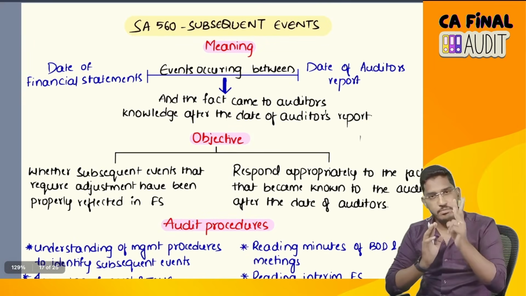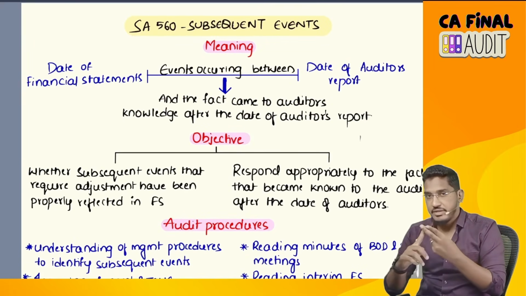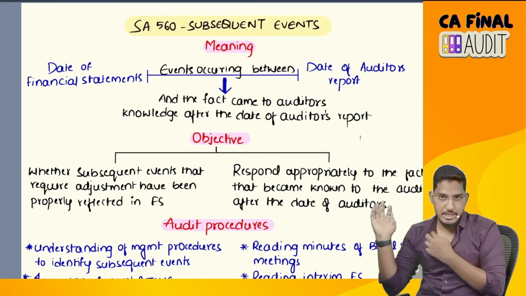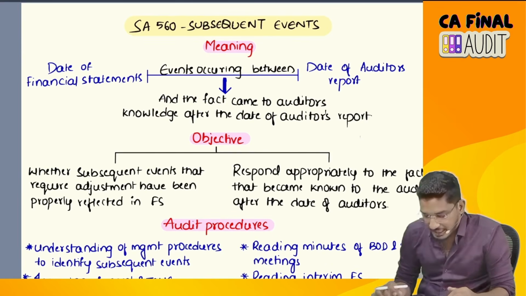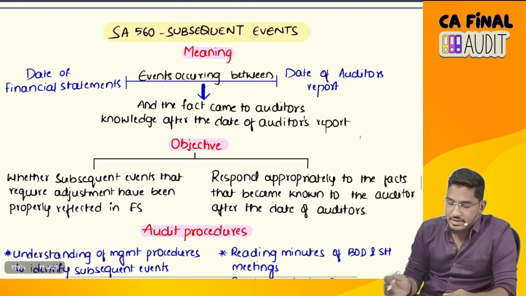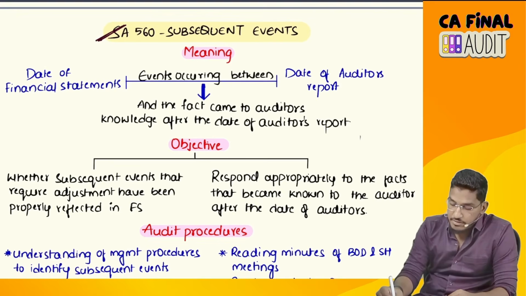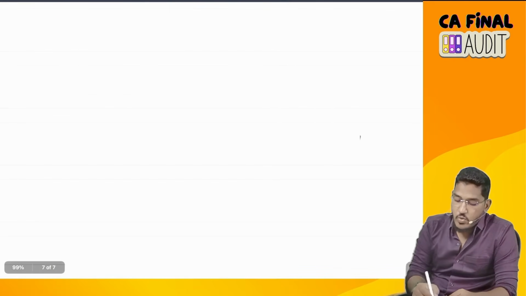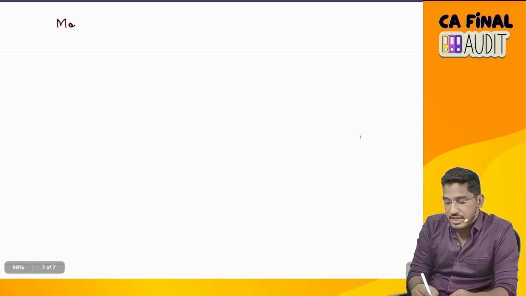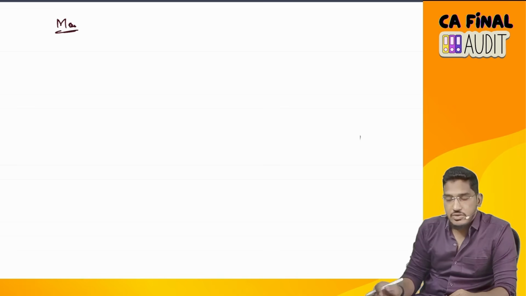Now we will come to the two important standards, SA 560 and 570, important for descriptive as well as MCQs. So we'll try to spend some time here. First we will try to understand subsequent events. What are the auditor's responsibilities regarding subsequent events? For that, first we need to understand the meaning of subsequent event as per the standards on auditing.